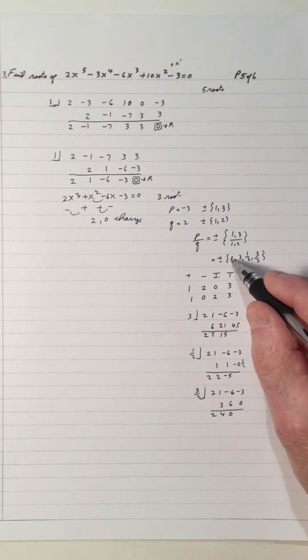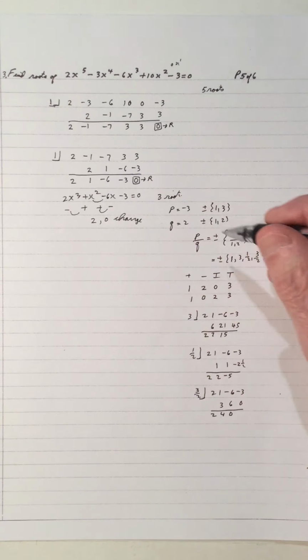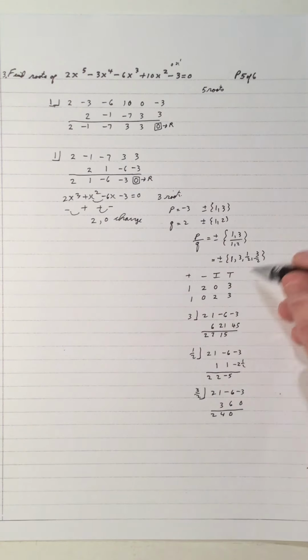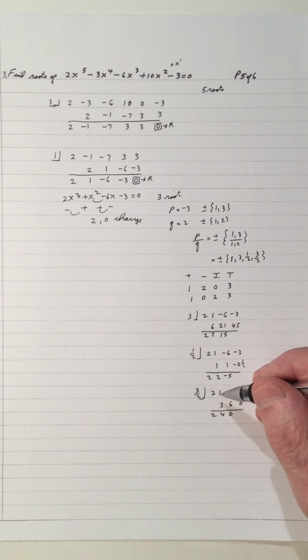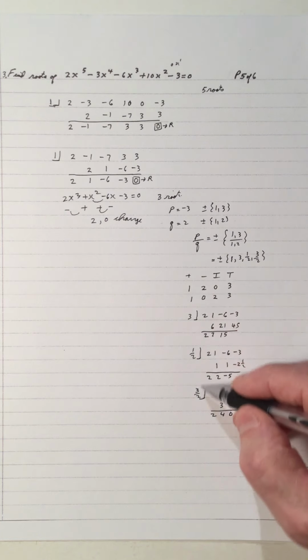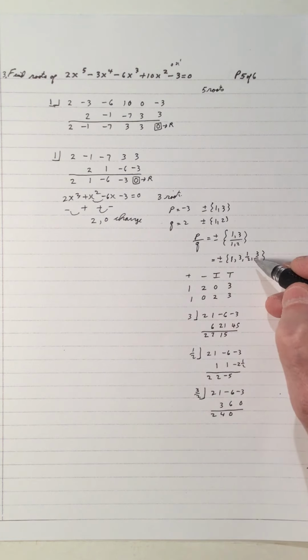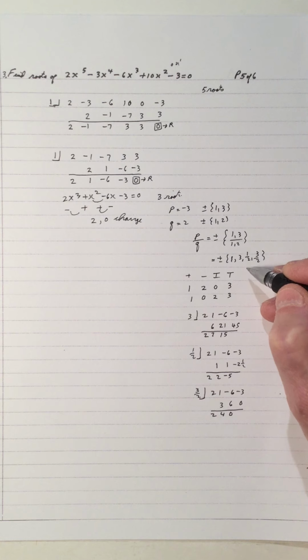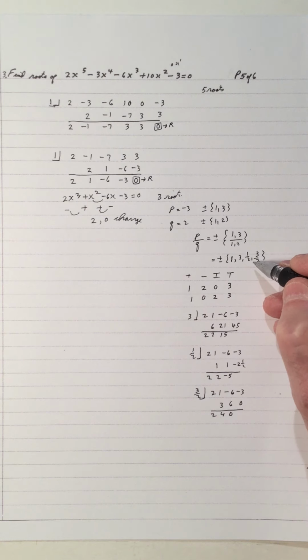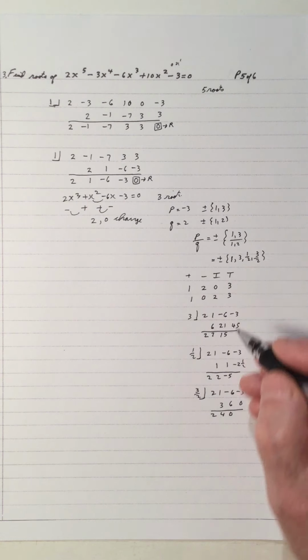So we tried 1, which is not a root of this equation. We tried 3, we tried a half, we tried 3 over 2. So we must have a negative root, but the negative roots are not these. So if they're not these positives, then it must be a positive irrational root that we can't find yet. So we got to check with the negatives now.